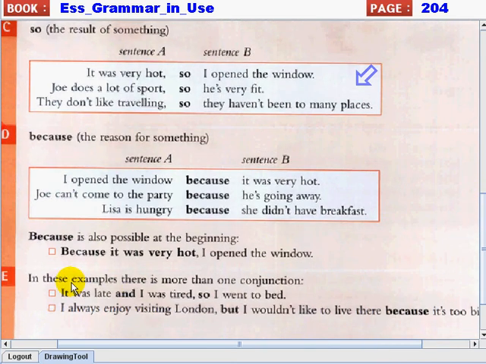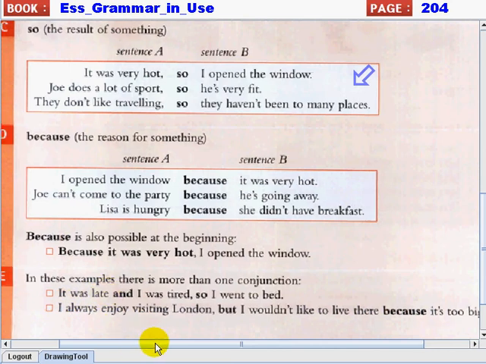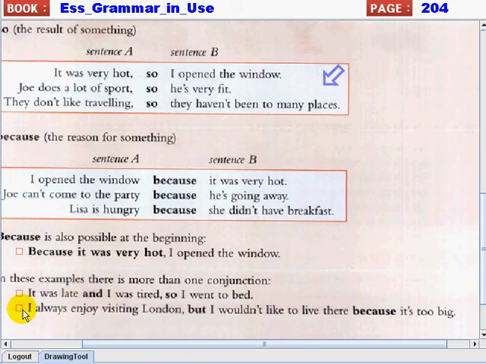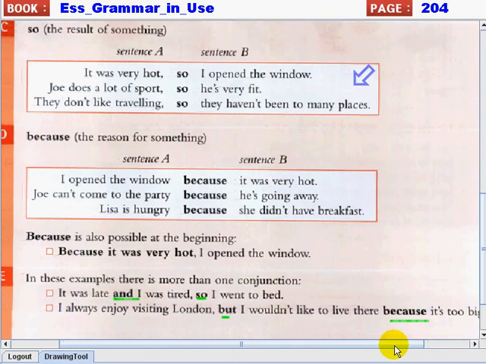And our last pointer for today's video, letter E. In these examples, take note of these examples. There is more than one conjunction. It was late and I was tired, so I went to bed. Where are the conjunctions? There you have it. You're right. And, so. Next, I always enjoy visiting London, but I wouldn't like to live there because it's too big. That's how useful conjunction is. Okay?